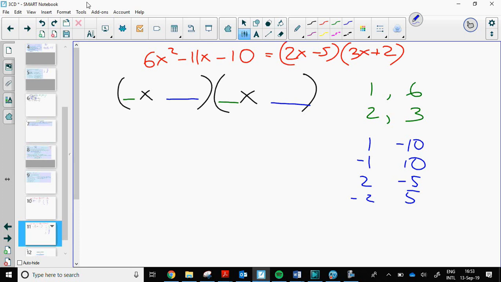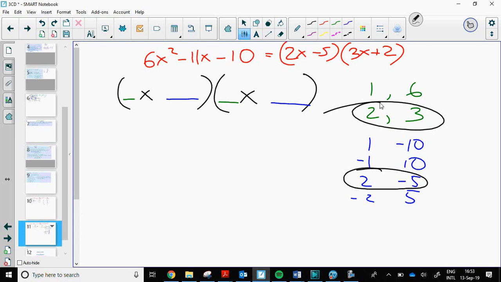You'll start to, I don't know, you'll just get a sense for what values work. And in this case, as we see again, it's going to be the 2 and the 3. And then it's going to be the negative 5 and the 2. But of course, we have to make sure that they're paired up in the appropriate order.